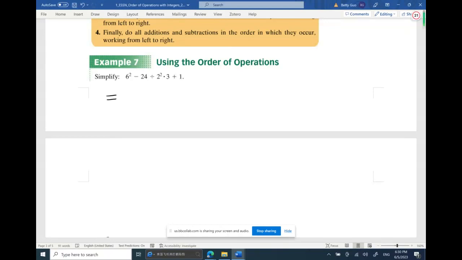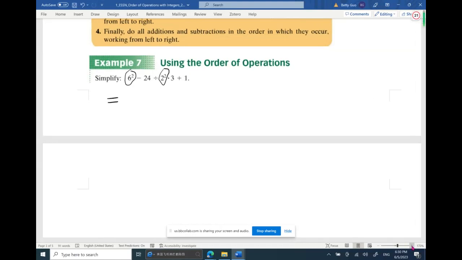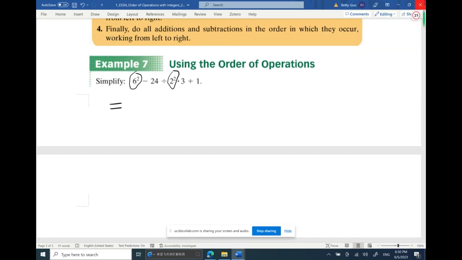Do we have grouping symbols? No. But we have exponentiations, this one and this one. So we should take care of the exponentiations first. PEMDAS: exponentiation before multiply, divide, subtraction, addition. So what is 6 squared? 36. What is 2 squared? 4.